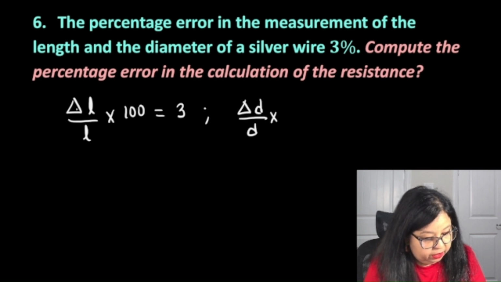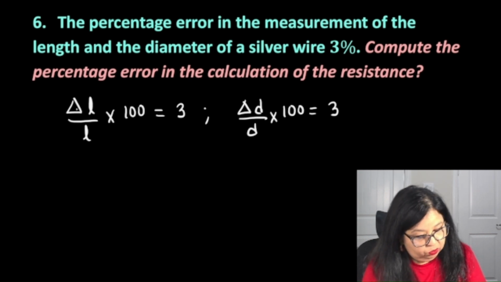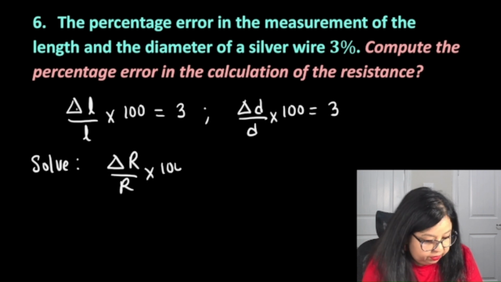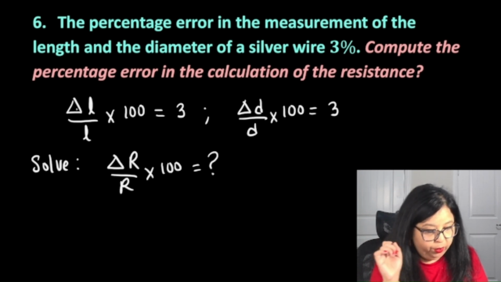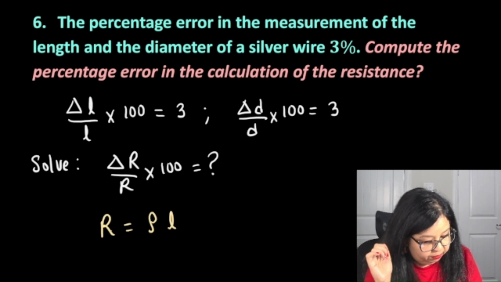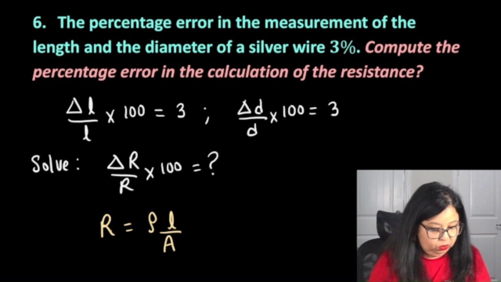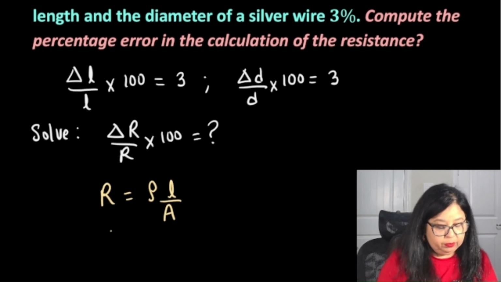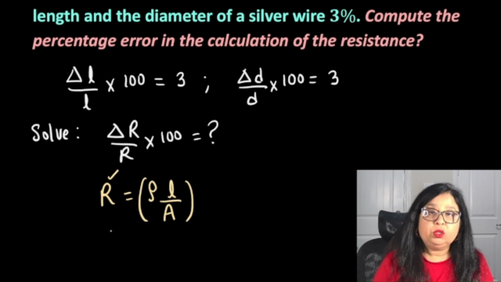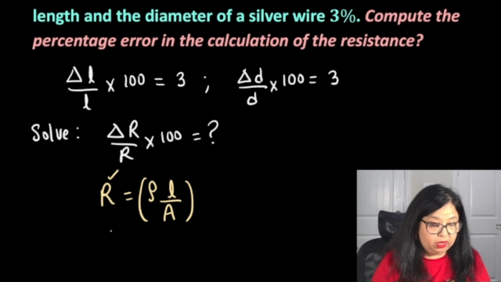Delta D over D, where D is the diameter, is also equal to 3. Solve for or calculate delta R over R times 100. Now we know that R is equal to rho times L over A. So if you want to calculate the percentage error in the resistance, then we are going to use the rules of propagation of error as applied to this formula.